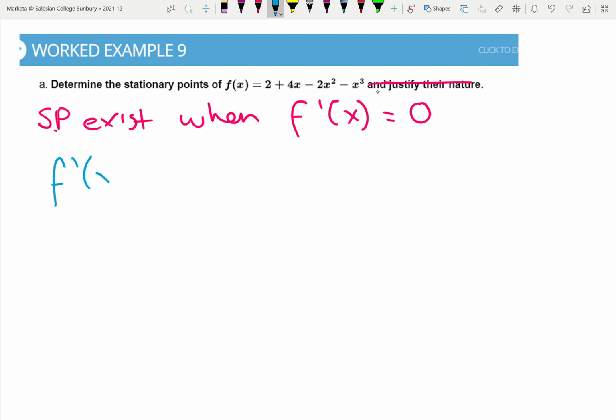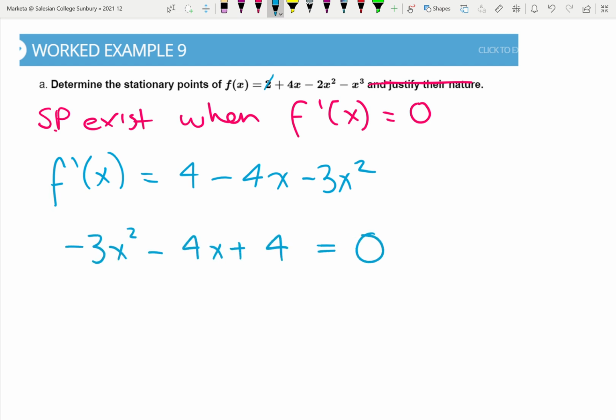So let's do that. So that will become 4 minus 4x minus 3x squared. And then now we just have to equate it to 0. So negative 3x squared minus 4x plus 4 equals 0. And I'm going to divide everything by negative 1, just so we end up with a positive here, which is easier to work with. And of course, if we divide 0 by negative 1, it still remains as 0.